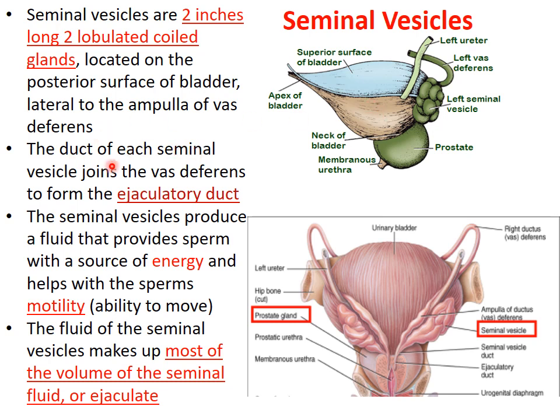Now the duct of each seminal vesicle joins the vas deferens to form the ejaculatory duct. This is the seminal vesicle, and this is the ampulla of the ductus deferens that is coming superior to the ureter, and both of them join together to form the ejaculatory duct that penetrates the prostate gland. What is the purpose of the seminal vesicle? It provides sperm with a source of energy and helps with the sperm's motility, the ability to move.